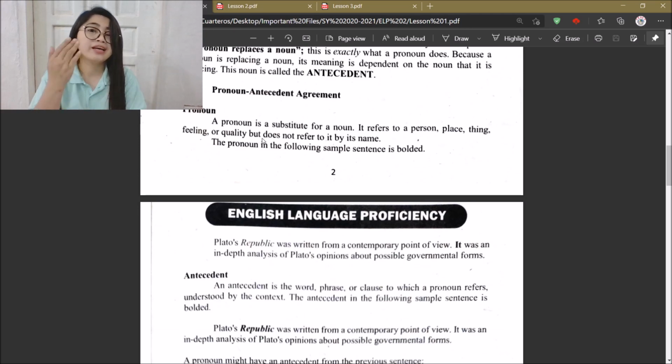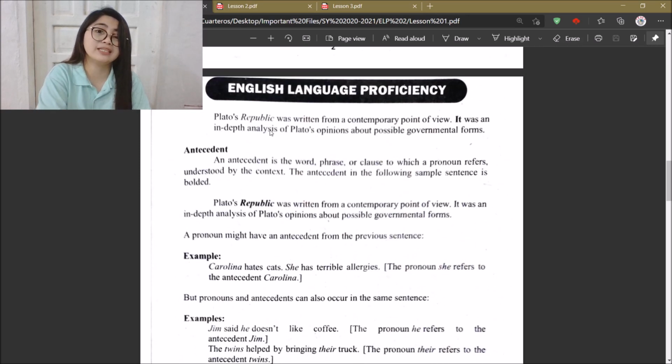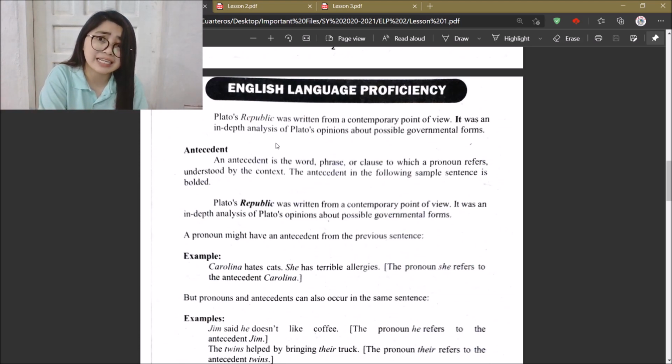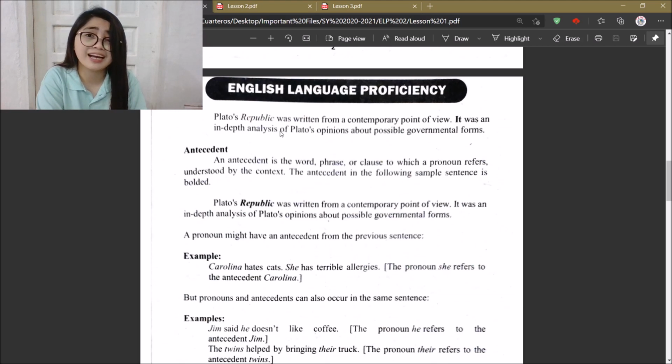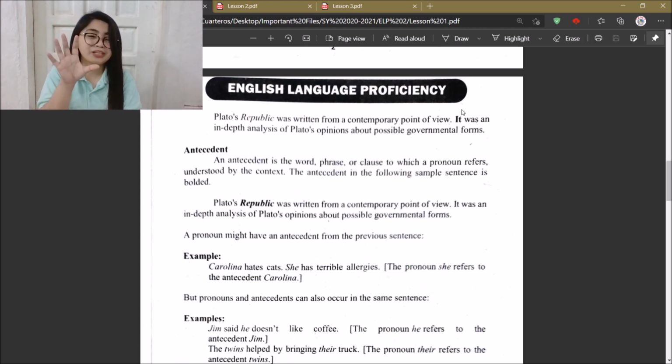So, the following sample sentence is bolded. Tingnan natin itong pangalawang sentence. Plato's Republic was written from a contemporary point of view. Blank was an in-depth analysis of Plato's opinions about possible governmental forms. So, ano ba yung antecedent natin dito? It is the Republic, right? So, ano ba yung Republic? Hindi siya tao, right? So, ang ginamit natin dito ay it. Okay. So, sana medyo naintindihan yun.